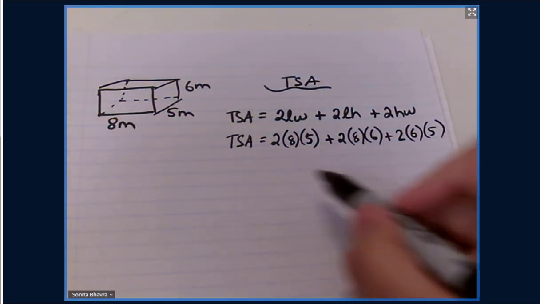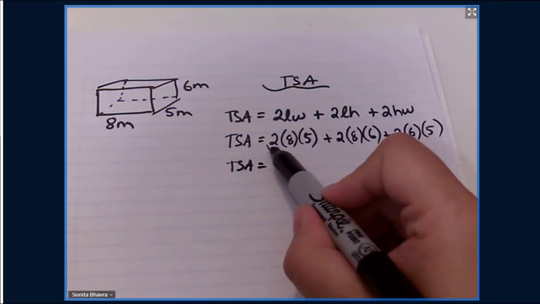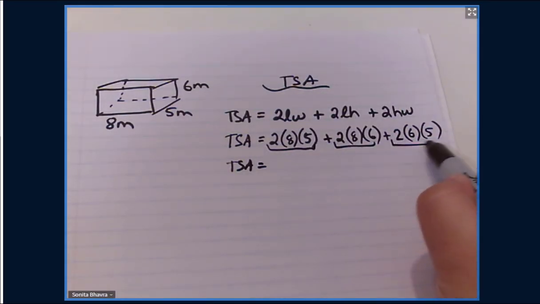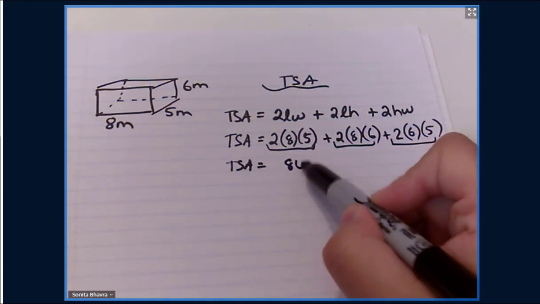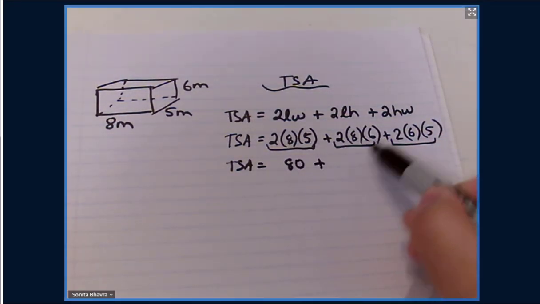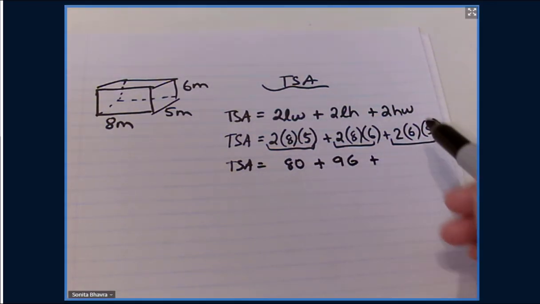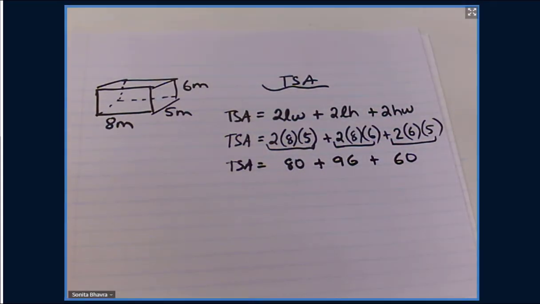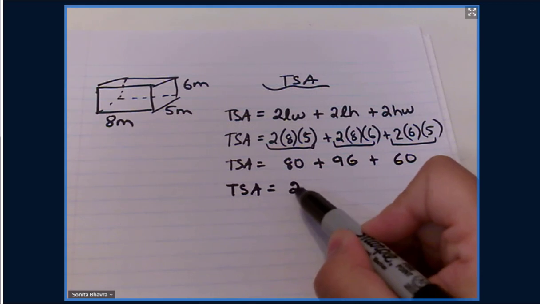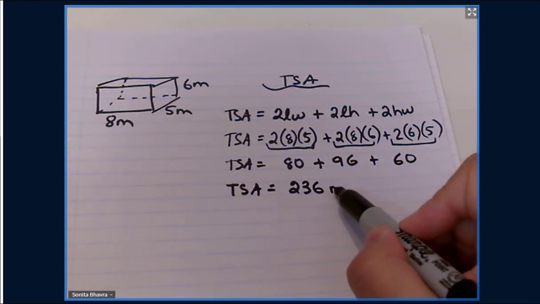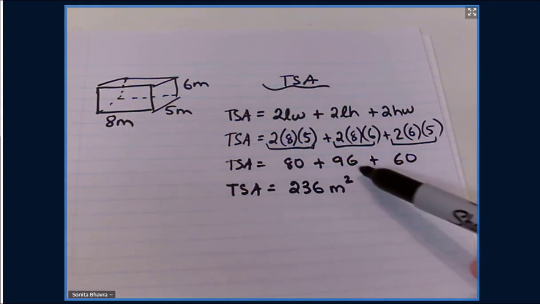All right. Then next step, order of operations, calculate these first, and then you can add them up. So we get 2 times 8 times 5, that's 80. 2 times 8 times 6 is 96. And then 2 times 6 times 5, which is 60. Now we can add those up together. So our total surface area is equal to 236 meters squared. All right, because it's still area, the units will still be in squared units.